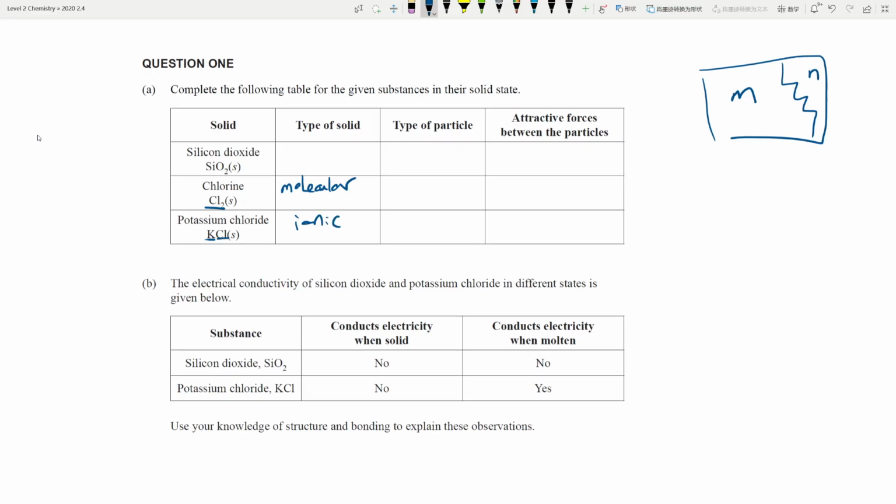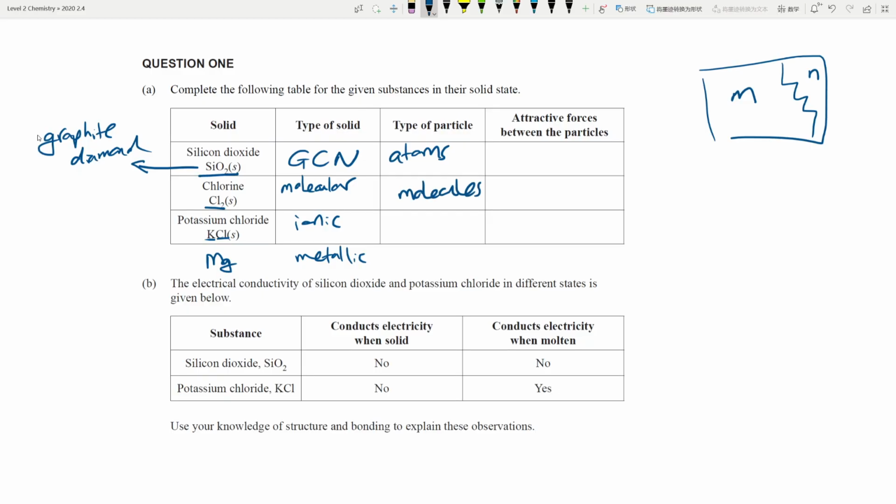If you have a metal just on its own, like for example magnesium, this is a metallic solid. And then if you have silicon dioxide, SiO2, graphite and diamond, these 3 are your giant covalent network. Don't write GCN, just write giant covalent network. The type of particles: the giant covalent network is made of atoms, molecular solids are made of molecules, ionic solids are made of ions, and metallic solids are made of atoms.